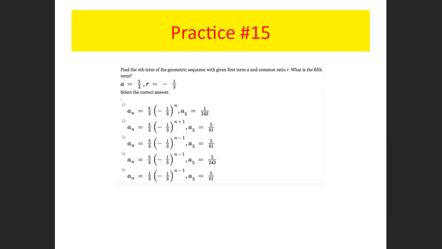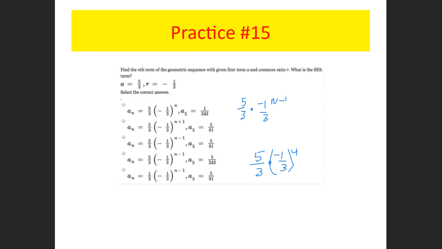Okay, here it says find the nth term of the geometric sequence with the given first term and the common ratio. What is the fifth term? Well, if I wanted to write an equation here, I could go 5/3 times -1/3 to the n minus 1 power. It wants the fifth term, so if I put 5 in here, I've got 5/3 times -1/3 to the 5 minus 1, which is 4.